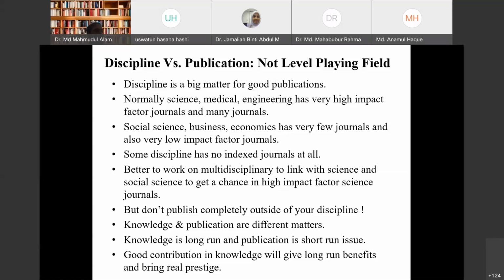What is your impact factor? No. So we need to negotiate. We need to collaborate. We need to be strategized. Okay, because we need to survive. That's the very basic thing.